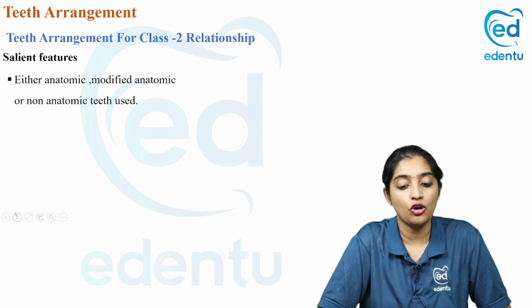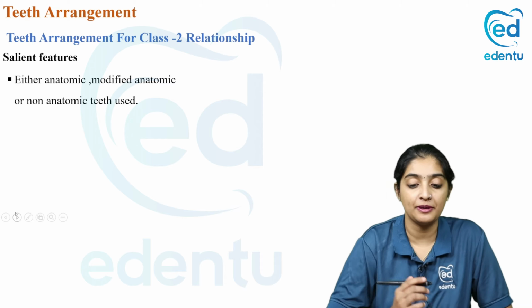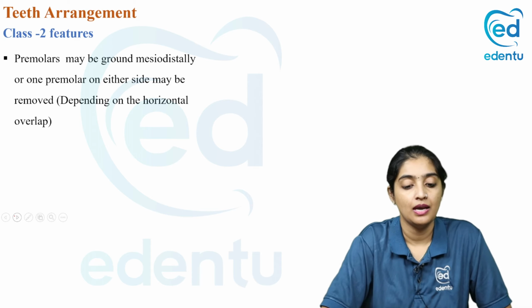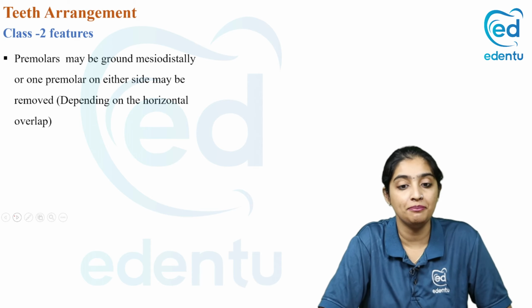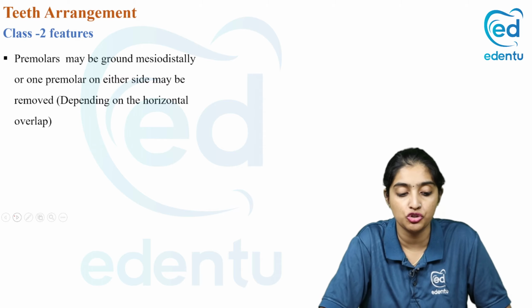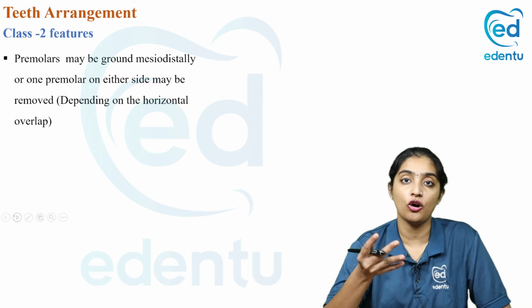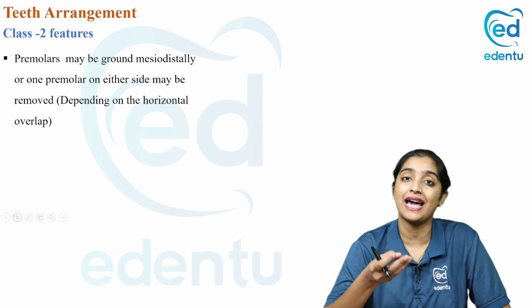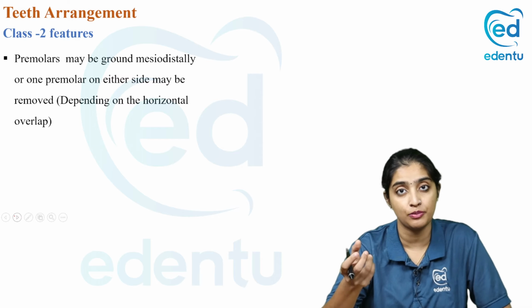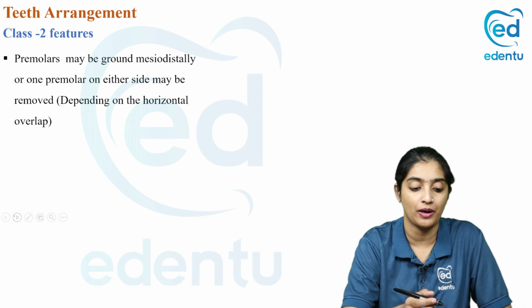Either anatomic, modified anatomic or non-anatomic teeth can be used. The premolar should be ground mesiodistally or one premolar on either side should be removed. Now, depending on the severity of the horizontal overlap, you can choose the first premolar or the second premolar depending on the space that you require.